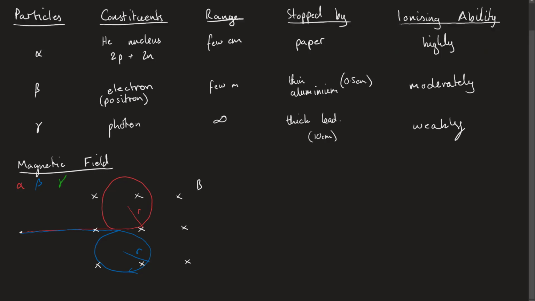And we know gamma is not charged, so you're not going to have a force present on the gamma particle, so it will just travel straight through. And this is how we can separate the three. We have some positive charge, we have some negative charge, and we have neutral charge, so we can look at the paths in a magnetic field to decipher which one is positive, which one is negative, and which one has no charge. And this is how we can separate them.